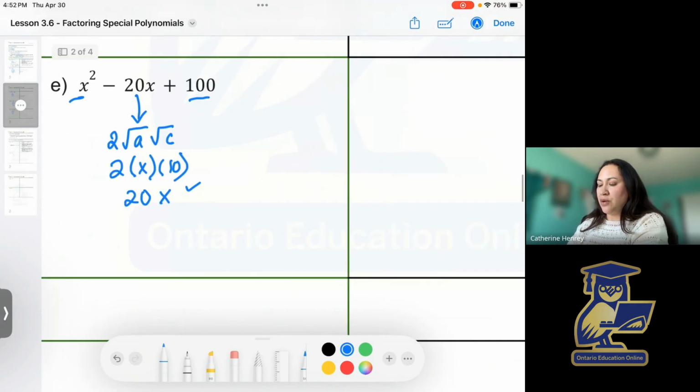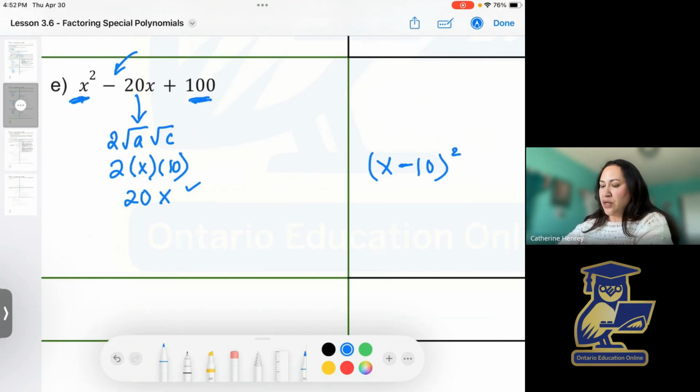So when we go over and write our factored form, we take the square root of x squared, which is x. We take the sign from the middle term, which is negative, and we take the square root of the last term, which is 10, and we square it.